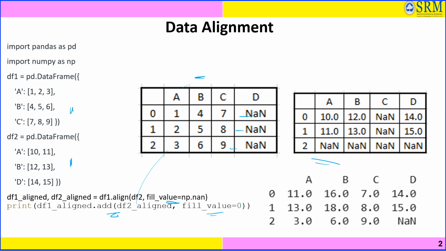So A is 1 and this is 10, so 1 and 10 are added. That is why here it is 11. And then here B is 4 and this B is 12, so 16 is added. And if there is any NaN value, then that has to be filled with 0. But here both are NaN, so that is why the NaN value is filled. So this is also one data alignment.